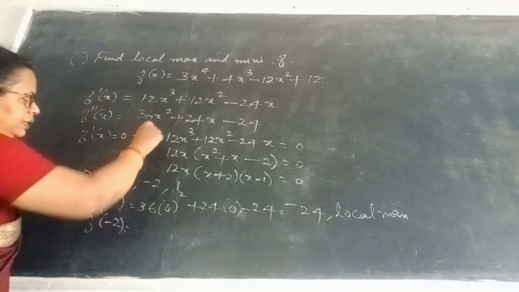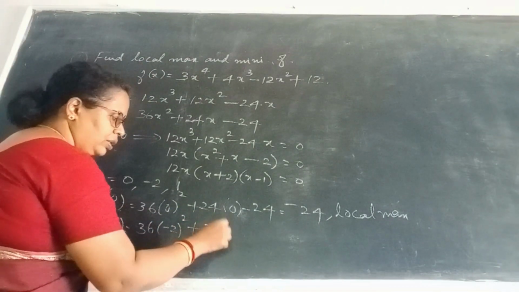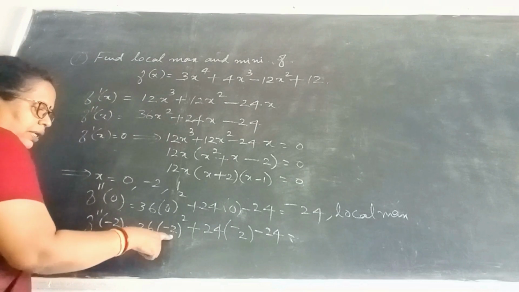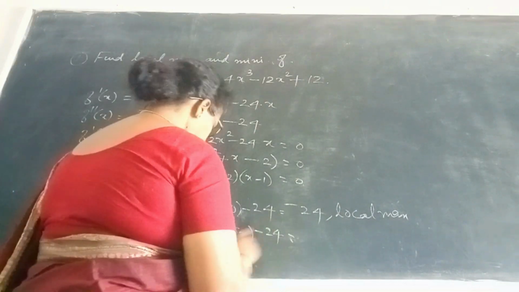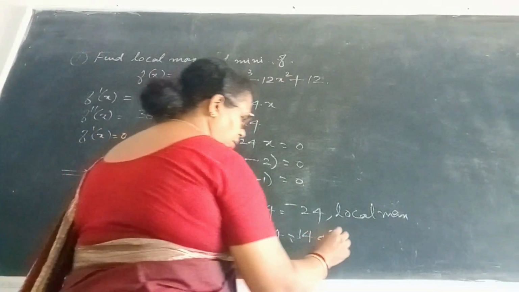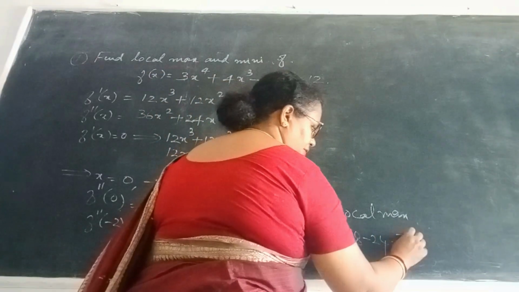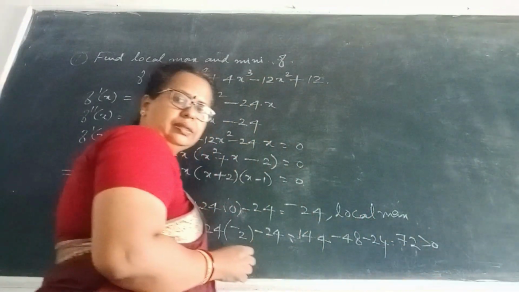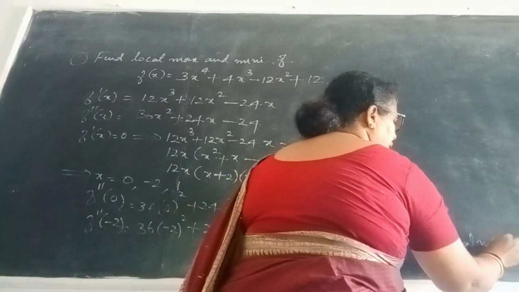Now the second one, f double dash of negative 2. It is 36 into negative 2 squared plus 24 into negative 2 minus 24. Negative 2 squared is 4, and 4 into 36 is 144. Then 24 into negative 2 is minus 48, minus 24, so 72. It is positive. As it is greater than 0, it is a local minimum.